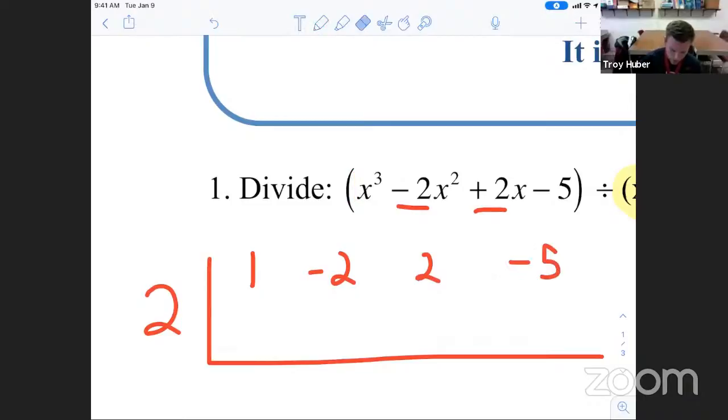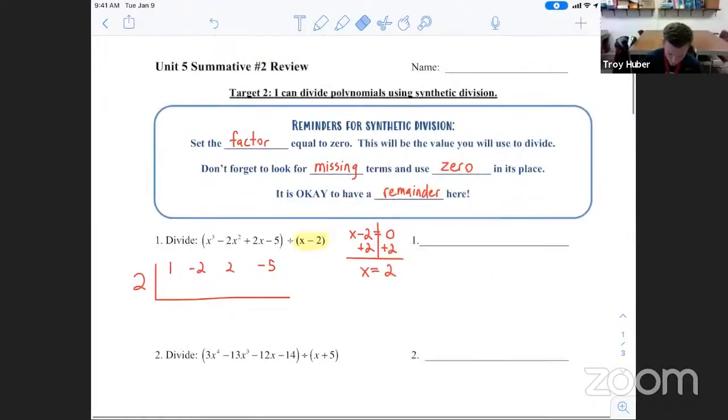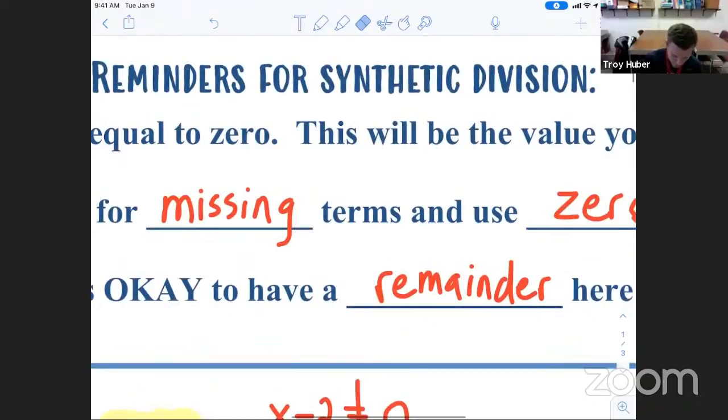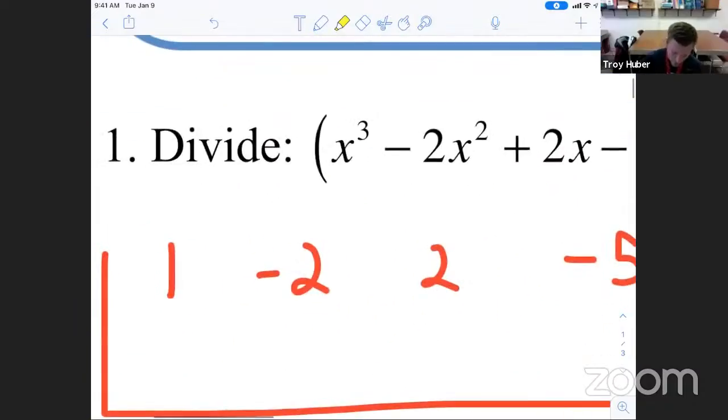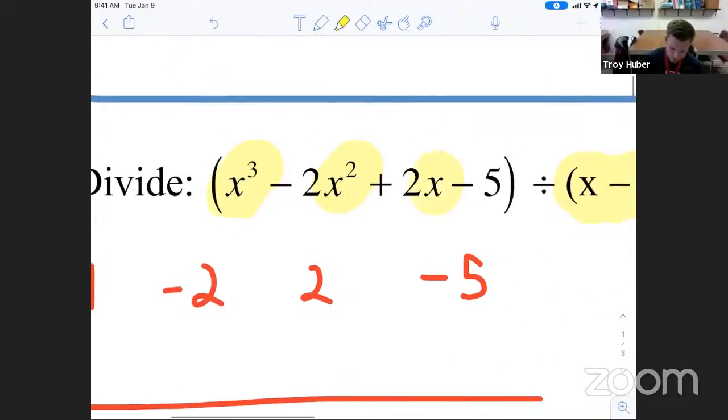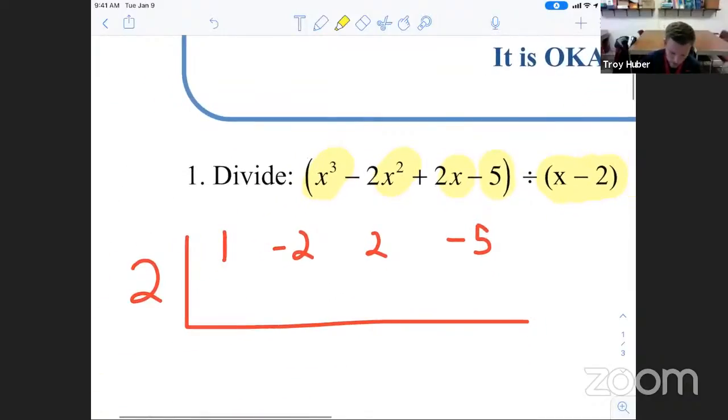All right. Now, one thing that you do have to check for, all right, is those missing terms. All right. So notice it goes x to the third, x to the second, x to the first, and then constant. So we don't have any that are missing here. All right, it goes in order, 3, 2, 1, 0. All right, so first we bring down this first number here.